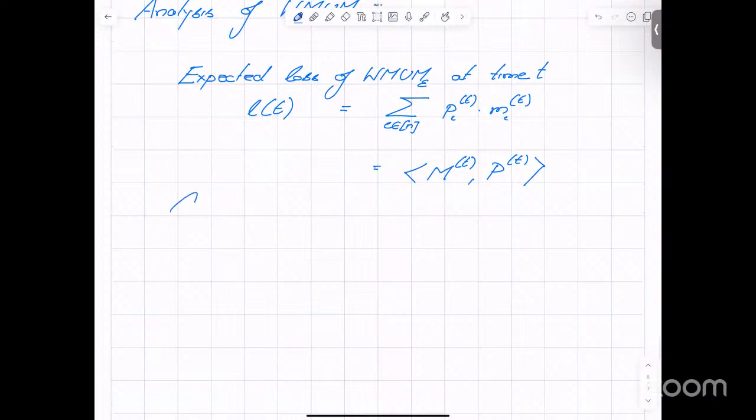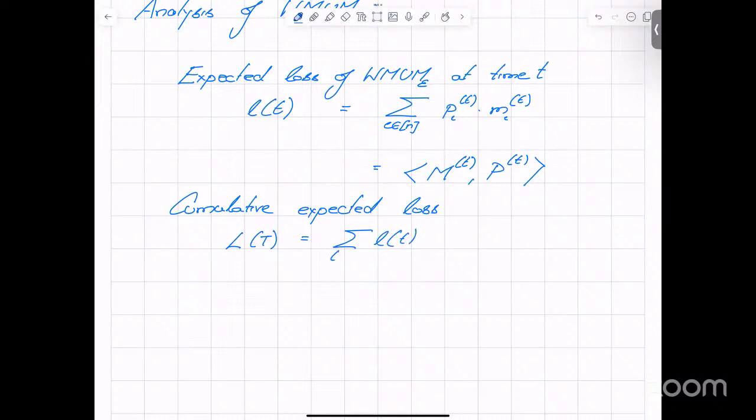And what we care about is the cumulative expected loss. That is, L of T going from 1 to T. This is just the summation over t going from 1 to T of the inner product of m^t and p^t.